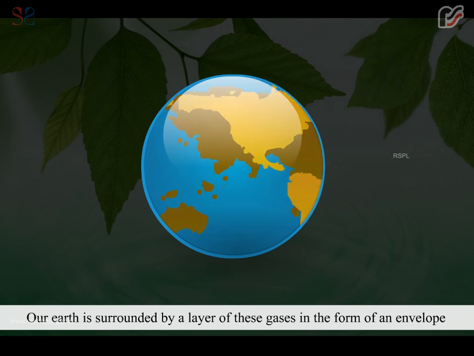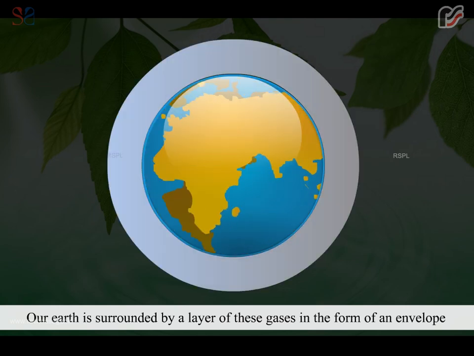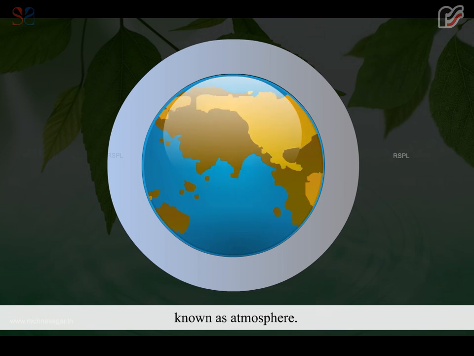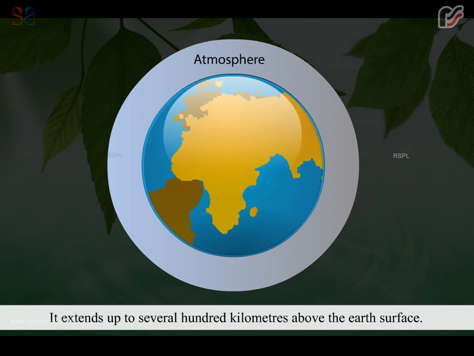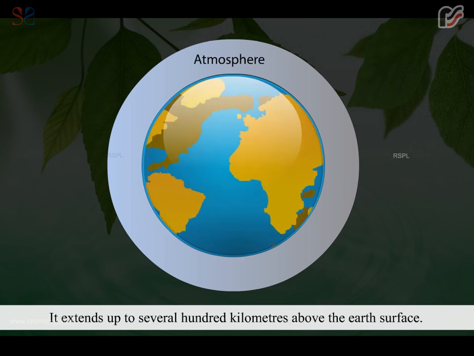Our earth is surrounded by a layer of these gases in the form of an envelope known as atmosphere. It extends up to several hundred kilometers above the earth's surface. The atmosphere is thicker at the sea level and its thickness decreases with the increase of height.